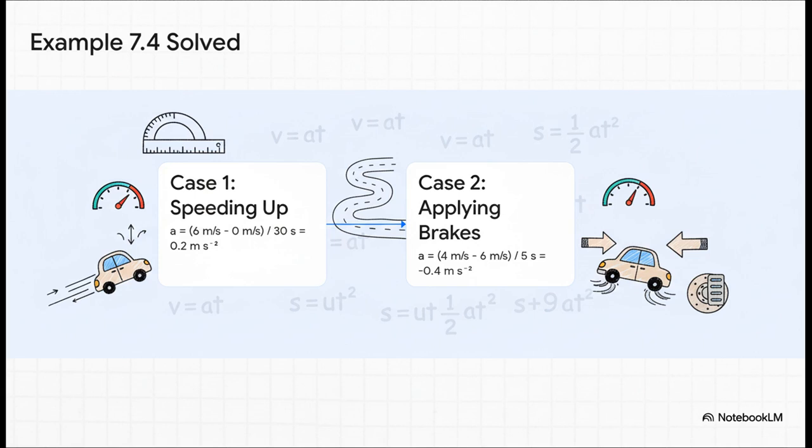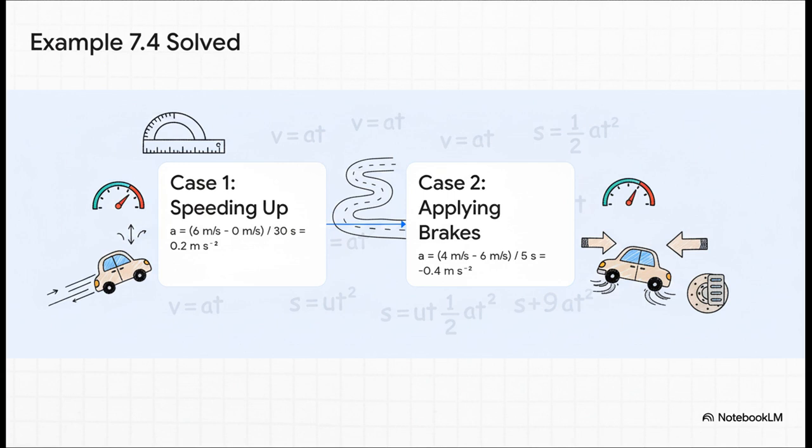Okay, let's do a quick problem from your textbook, the one about Rahul's bicycle. So first, Rahul starts from rest. That means initial velocity u is 0, and he reaches 6 meters per second in 30 seconds. Using our formula, a equals (v minus u) divided by t, that's (6 minus 0) divided by 30, which gives us 0.2 meters per second squared.